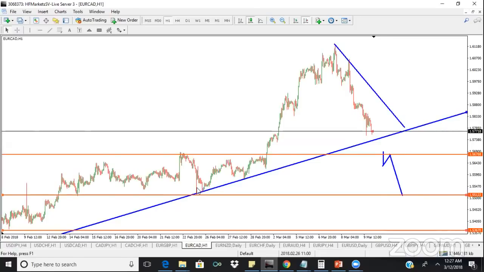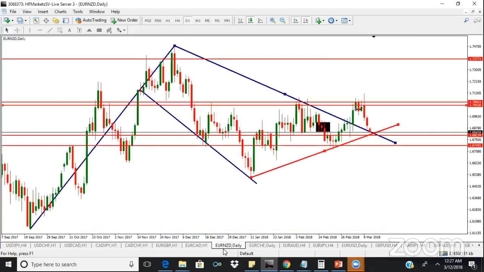155 pips. Somebody said, thank God I'm awake.